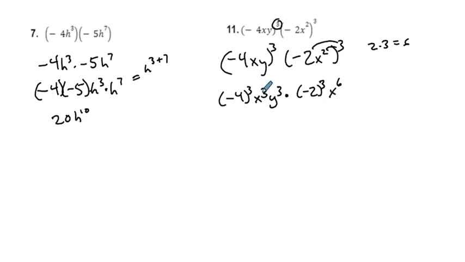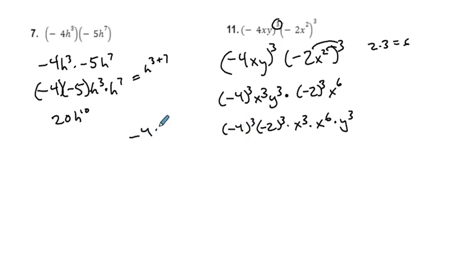So there you go. Now let's move numbers by numbers and variables by variables. So we're going to have negative 4 to the third times negative 2 to the third times x to the third times x to the sixth. And then we have our y to the third off on the end. It looks like I took care of everything. Okay, so let's do this first.